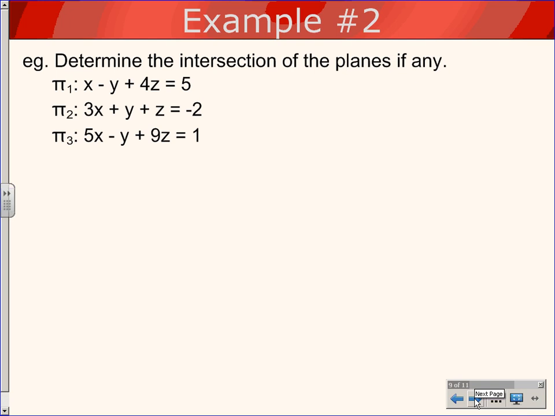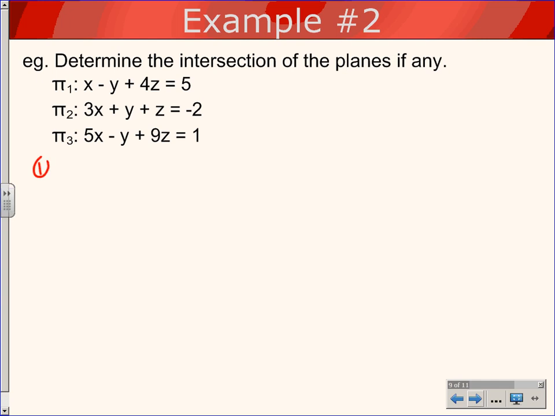Okay, determine the intersection of the planes, if any. And I haven't told you what's going to happen. I don't know on this one. But we try it the same way. First look, and are any of the planes parallel to each other? Obviously not. So we can go from there. That means then that we want to try and eliminate some variables. And if you look, I think it's set up really nicely to just eliminate the y's.